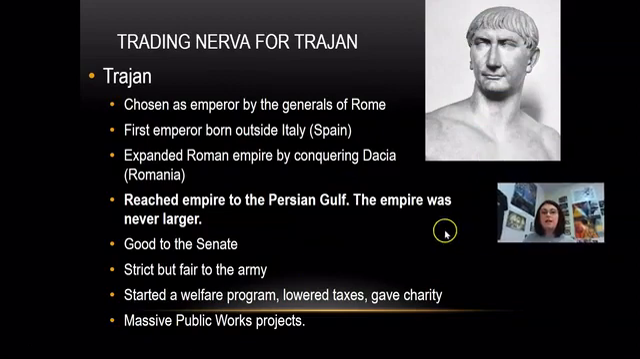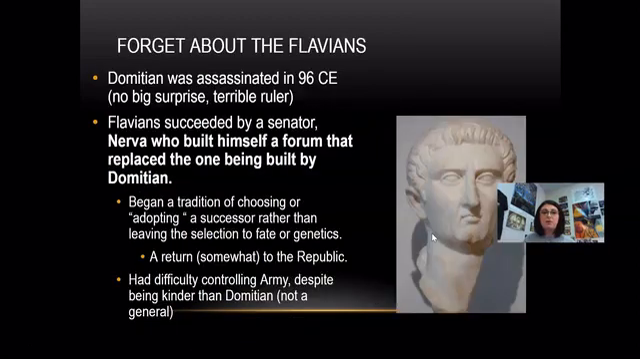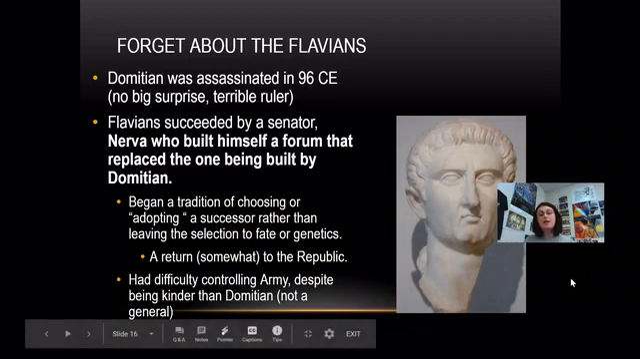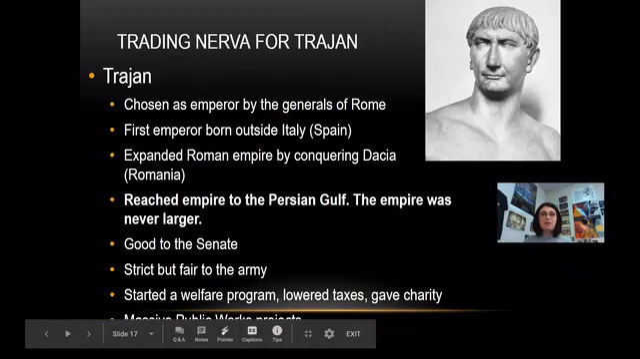So Nerva does start to, one of the cool things about him is he starts to build a forum for himself to commemorate his rule. And one of the main reasons he did it is to basically wipe out one that Domitian was building for himself. So Domitian was such a bad emperor. Let's go ahead and just put a forum in its place for Nerva instead of being for Domitian. So maybe to remember some good things that were done instead of the things that Domitian had done.